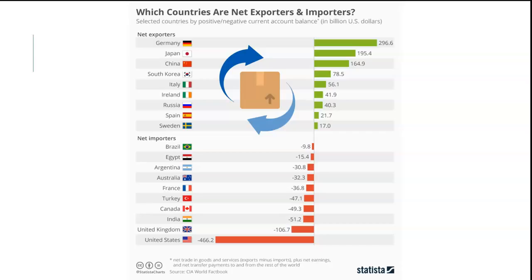This is in billions of dollars. The bottom half of this chart is showing countries that have negative net exports, meaning we're buying more stuff from the rest of the world than we're selling. Brazil, negative 9.8 billion. France is kind of in the middle at 36.8 billion. The UK, 106 billion. And then the US at negative 466 billion. So we're purchasing almost $500 billion worth of goods and services more from the rest of the world than they're purchasing from us.